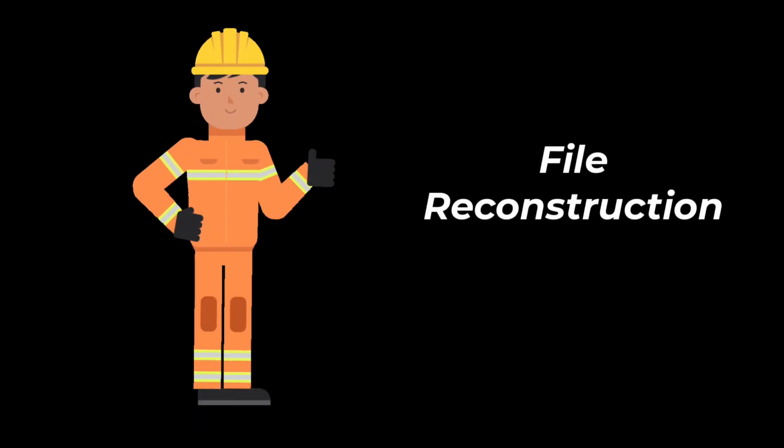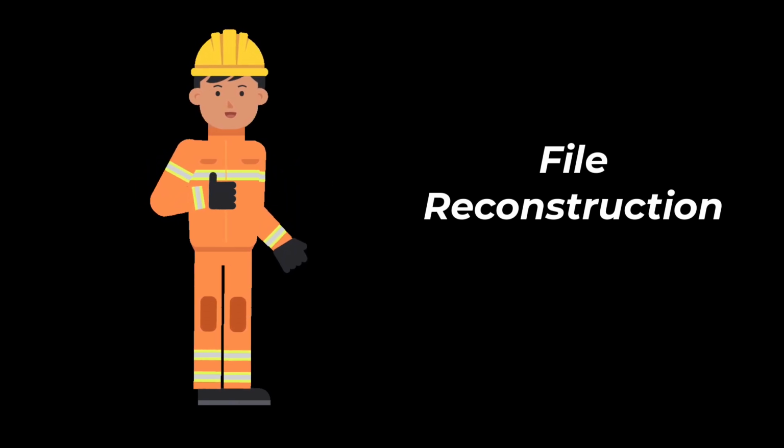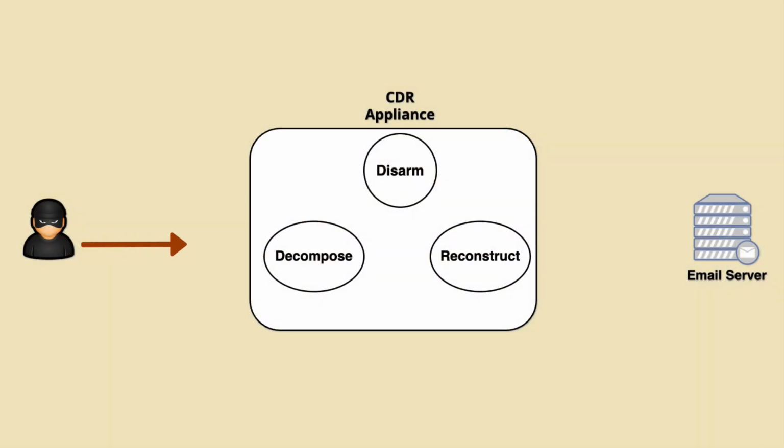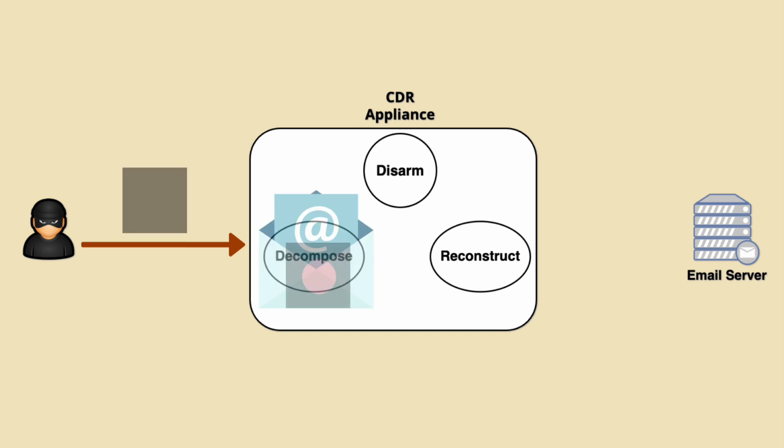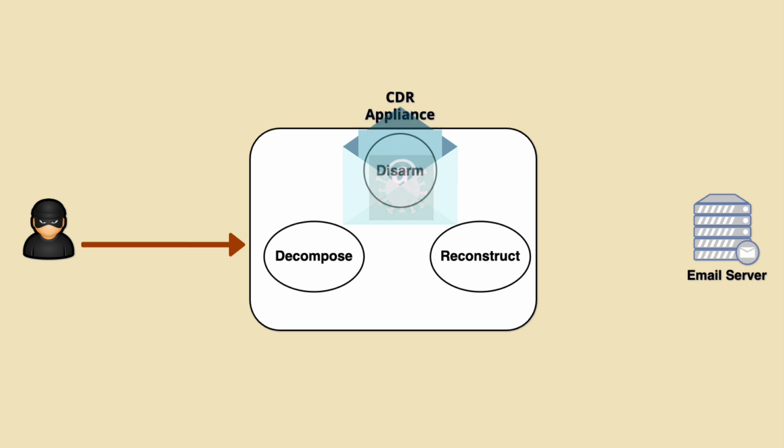After the threat removal phase, CDR reconstructs the file using the sanitized components. This process is akin to rebuilding a house, using only the safe, intact materials after removing any mold or structural damage. The goal is to deliver a file that retains the original's functionality and appearance, but is guaranteed free from threats. Users receive a seamless experience, often unaware that the file has been processed, ensuring productivity is not hampered while security is upheld.